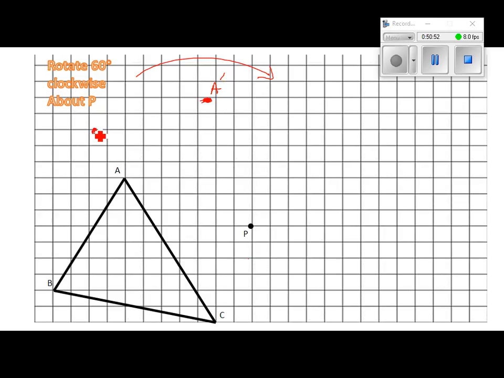B prime should be somewhere about in there. Now, if I'm way off on this, then that means on the next test, I can not count you guys way off, just because I can't do it either, right? Yeah. C, we connect C to P, it goes right there, a 60-degree angle. Somewhere about in there. Measure. C prime is going to be somewhere about in there. Erase this.